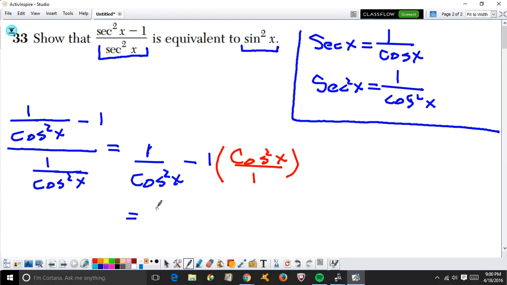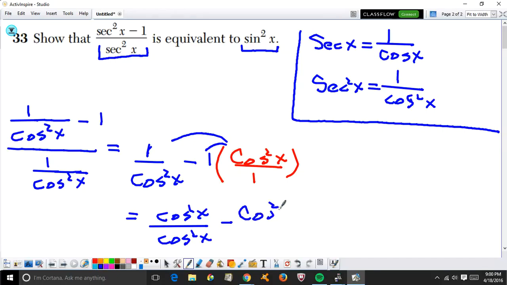So now we distribute. Now we have cosine square of x divided by cosine square of x minus cosine square of x, which we have as 1 minus cosine square of x.